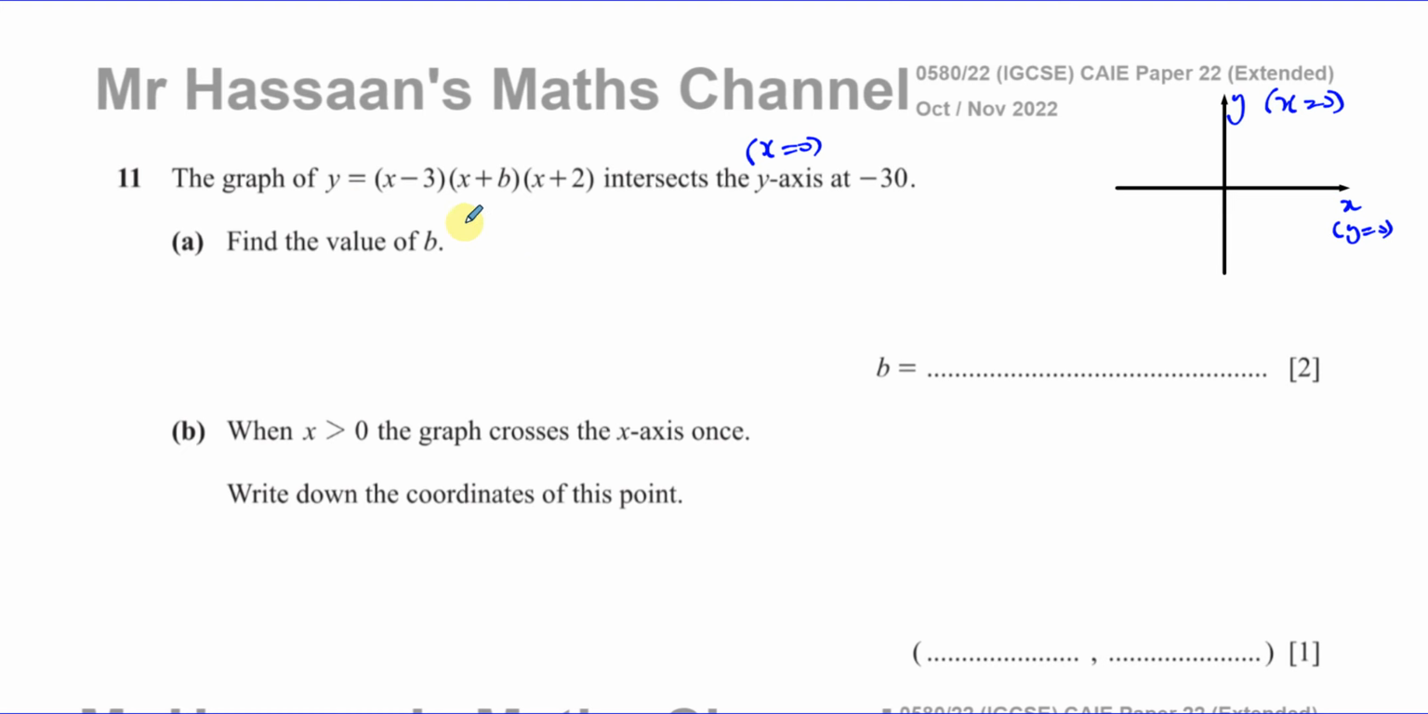So if I replace the y with negative 30 and the x with 0, this is going to be 0 minus 3, which is minus 3, times 0 plus b, which is b, times 0 plus 2, which is 2. So you end up with negative 30 equals negative 6b. So b is going to be negative 30 over negative 6, which is equal to positive 5. So that's how you can work out the value of b.